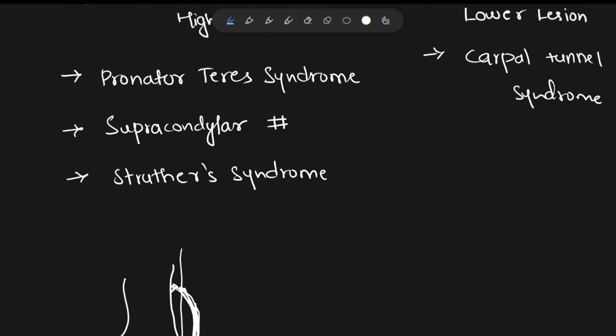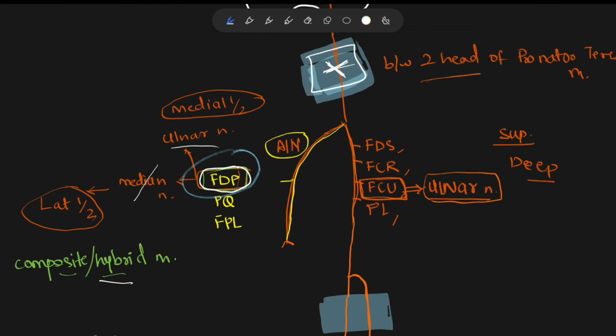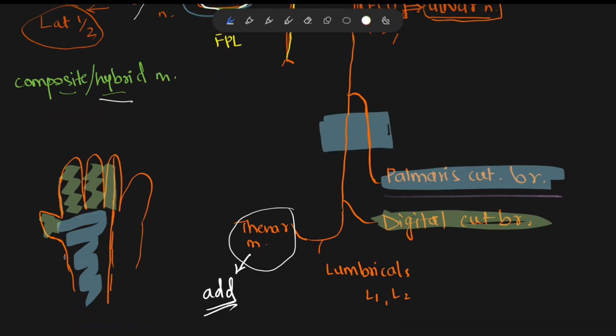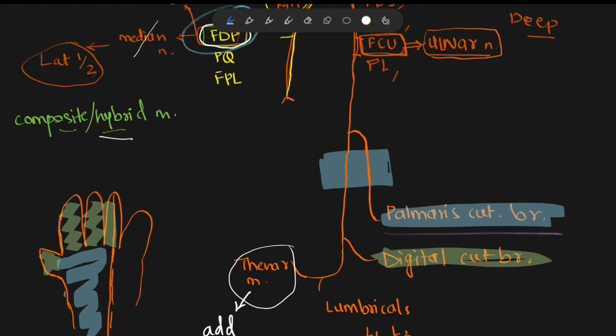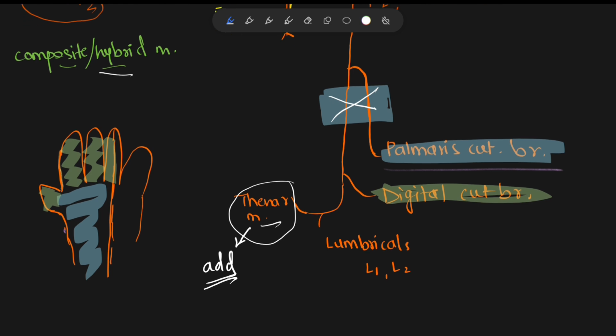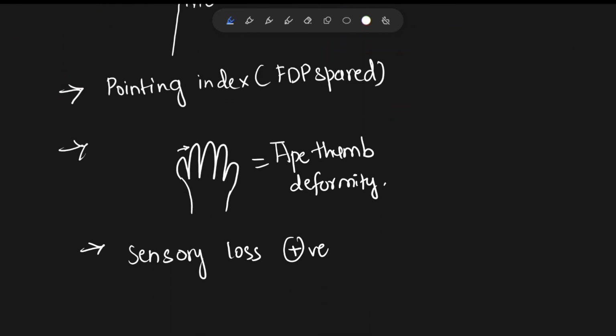Okay, now in the lower lesions. In the lower lesions, will the flexors be affected? No, there will be no flexor affected. What about the injury over here? Are the thenar muscles affected? Yes, the thenar muscles are affected. But is adduction affected? No, adduction will be normal. So adduction is present. So ape thumb deformity is seen.